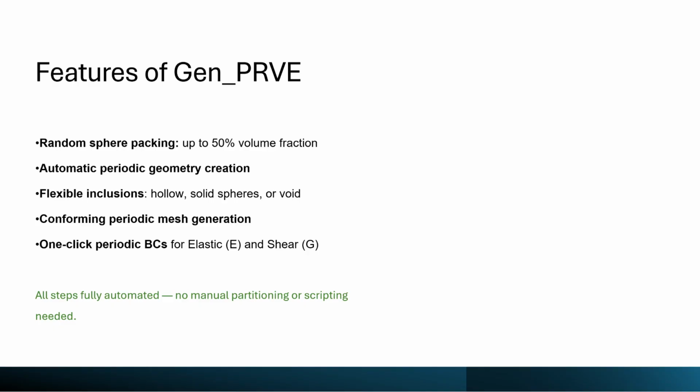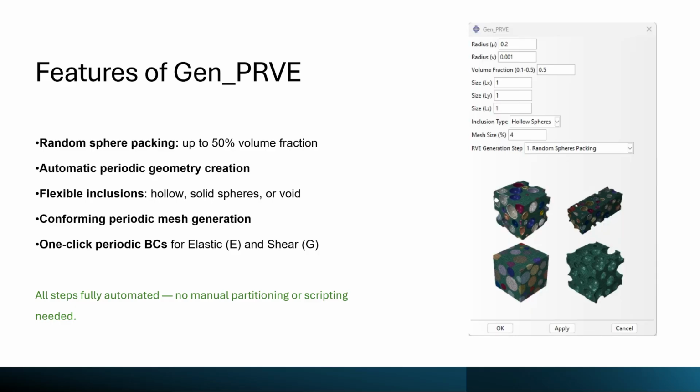GenPRVE comes with a number of features. It supports random sphere packing with volume fractions up to 50%. It can automatically generate periodic geometry with flexible inclusion types such as hollow spheres, solid spheres, or just voids. It produces a conforming periodic mesh and allows one-click application of periodic boundary conditions, both for elastic modulus and for shear modulus. All of these steps are fully automated, with no manual partitioning or scripting required.